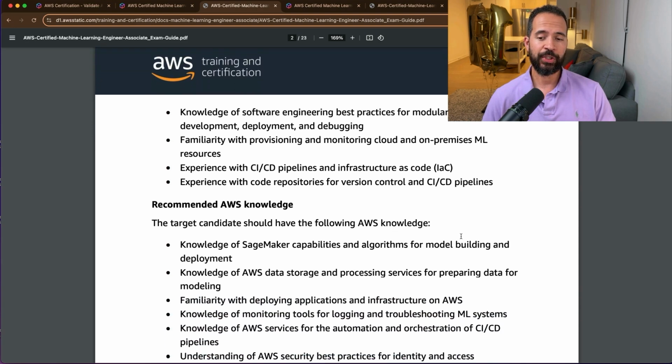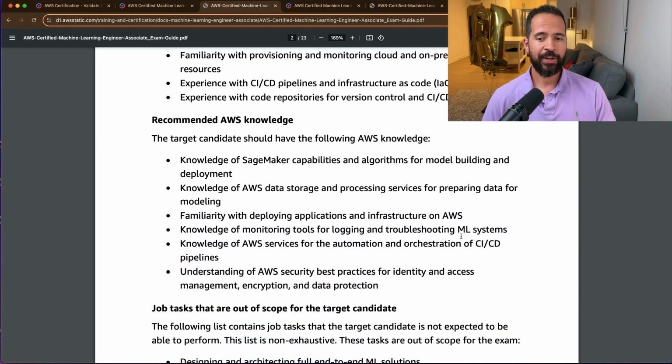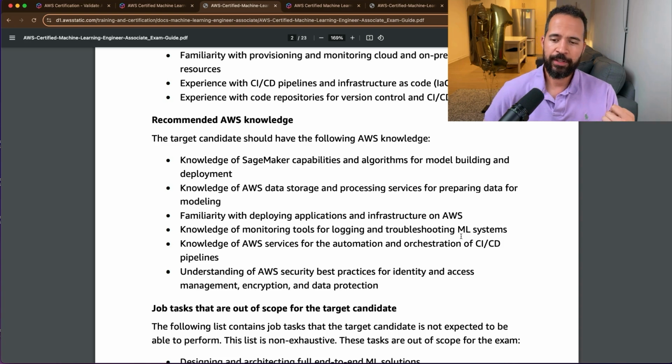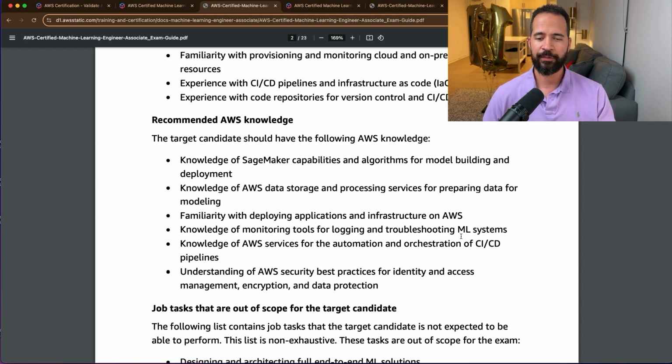Pay close attention to the recommended AWS knowledge. Target candidate need to have familiarity with SageMaker, knowledge of AWS storage and processing, familiarity with deploying applications and infrastructure on AWS, knowledge of monitoring and logging, knowledge of AWS services for automation, and understanding AWS security best practices for identity management, encryption, and data protection.